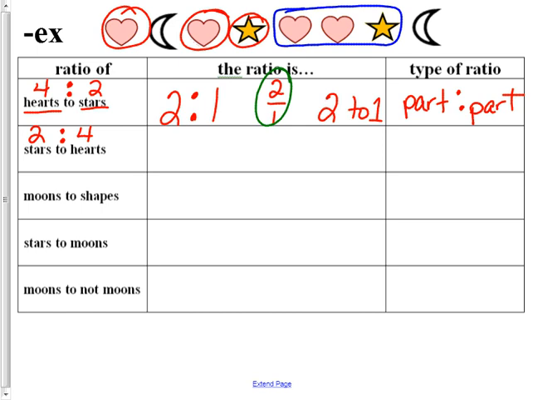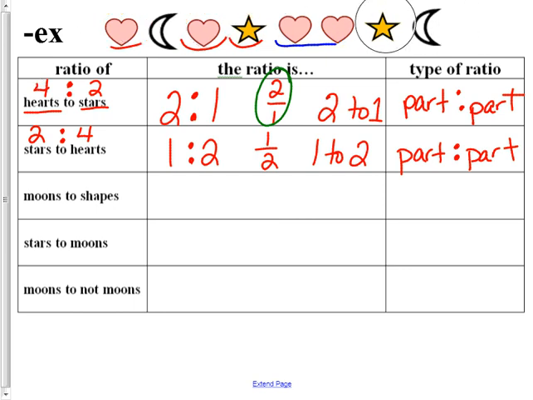We could also simplify that and say for every 1 star, there are 2 hearts. So it could look like this, and it could also look like this. And this is also a part-to-part ratio, because the stars are part of the group and the hearts are part of the group. Neither of those represent the whole group.